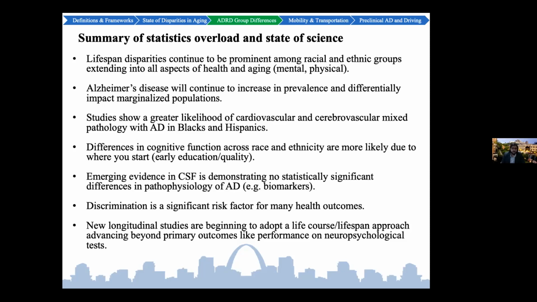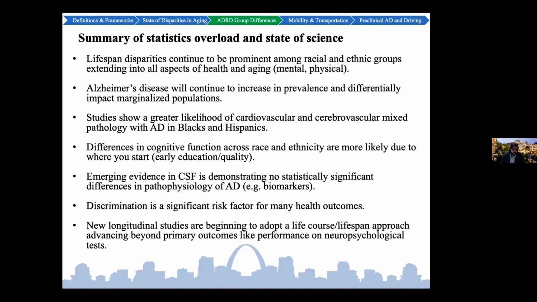Likewise, there is a greater likelihood of cardiovascular and cerebrovascular pathologies within African American and Hispanic populations. Cognitive function, I think this point is quite important. There are differences in cognitive function, but those are actually likely due to where you start, which is different from capacity. And so early childhood education is really being stressed, and its impact on the aging spectrum itself. I know that last year, the Lancet Commission on Dementia added that within their model as one of those modifiable risk factors.